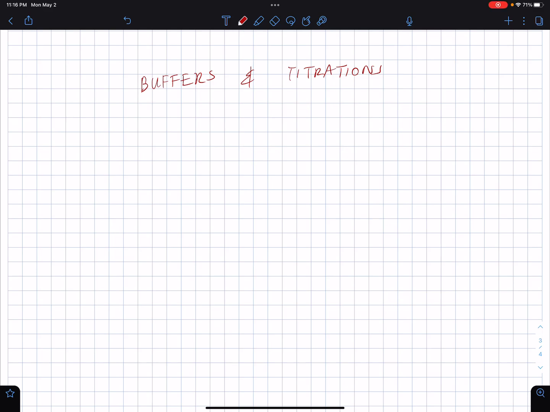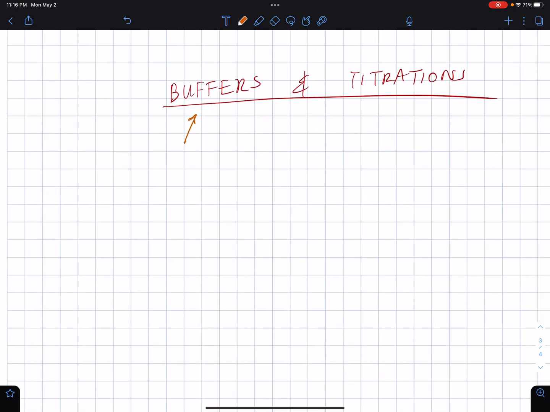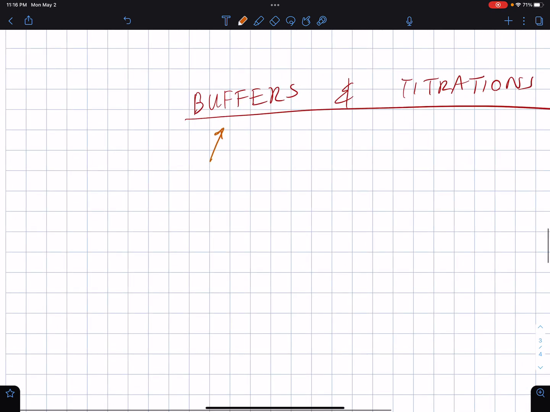Hi everyone, in this video we're going to be talking about buffers and titrations. So first let's break it down. What on earth is a buffer? A buffer is anything that resists changes in pH.